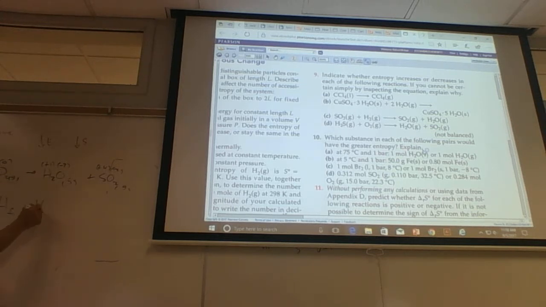H final minus H initial is impossible, unfortunately. This is not totally impossible. It's impossible to do it with any accuracy. And so this is never done. Why is it never done? H final minus H initial is never done.